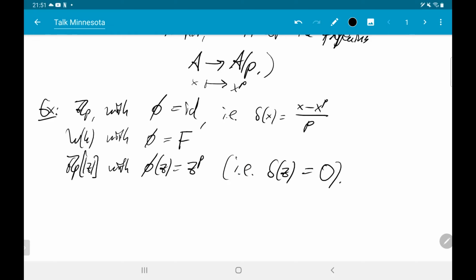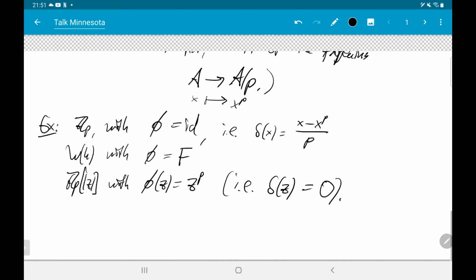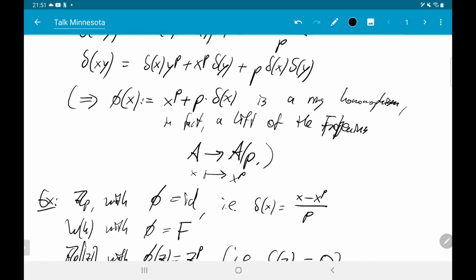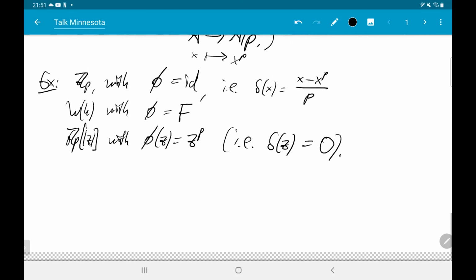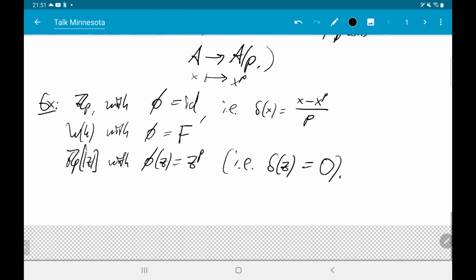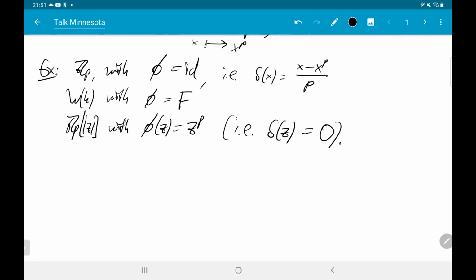Right. So that's what a delta ring is. It's basically just a ring with a Frobenius lift, but we encode that in terms of this p-derivation, this delta.